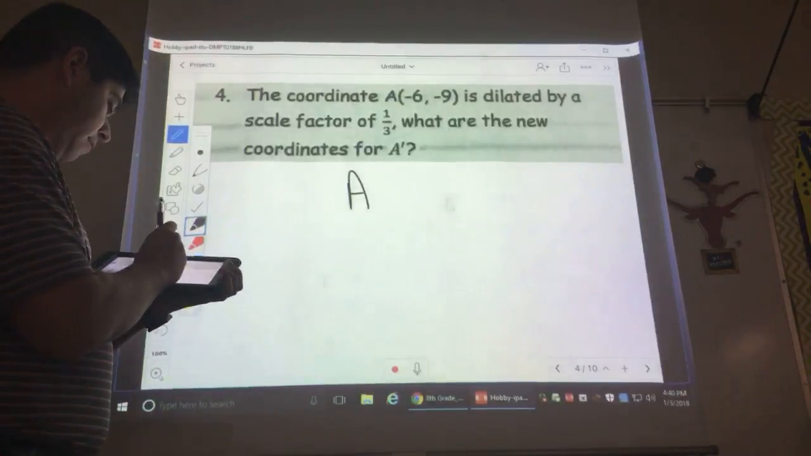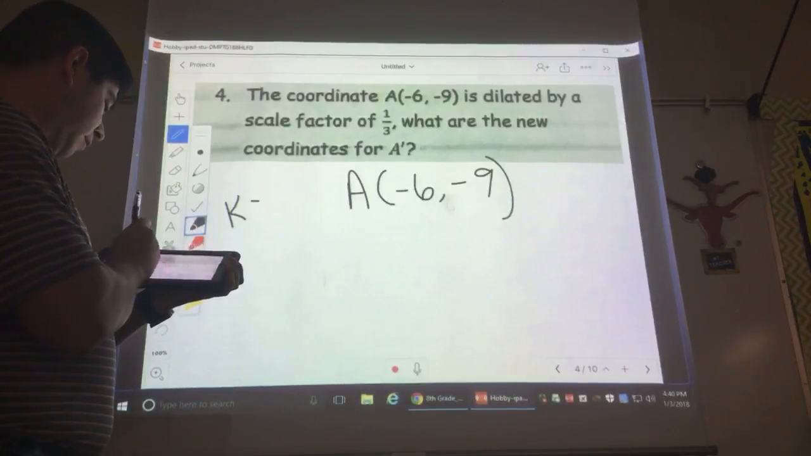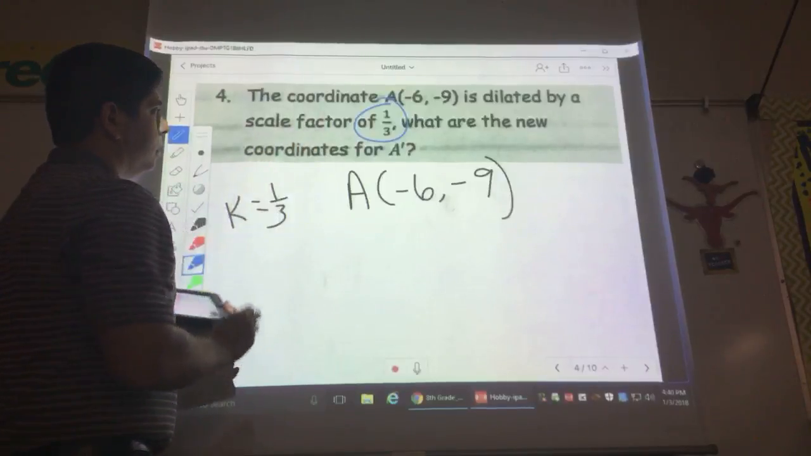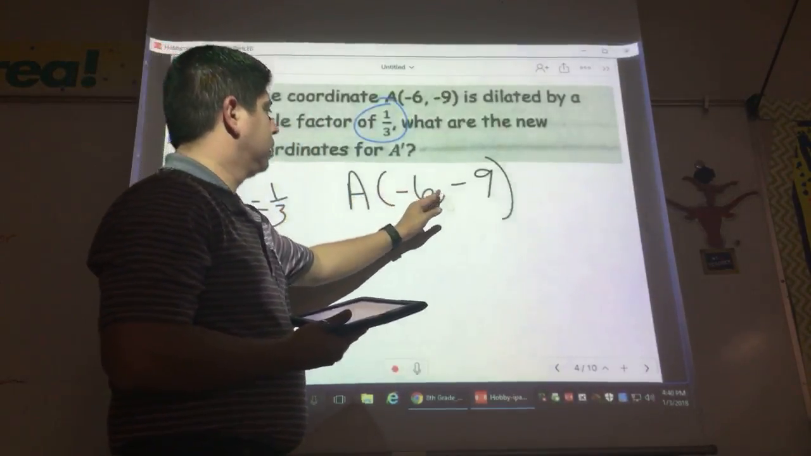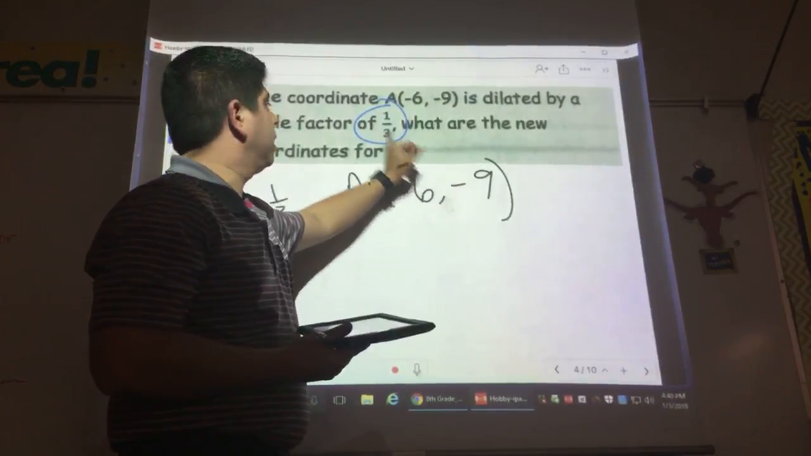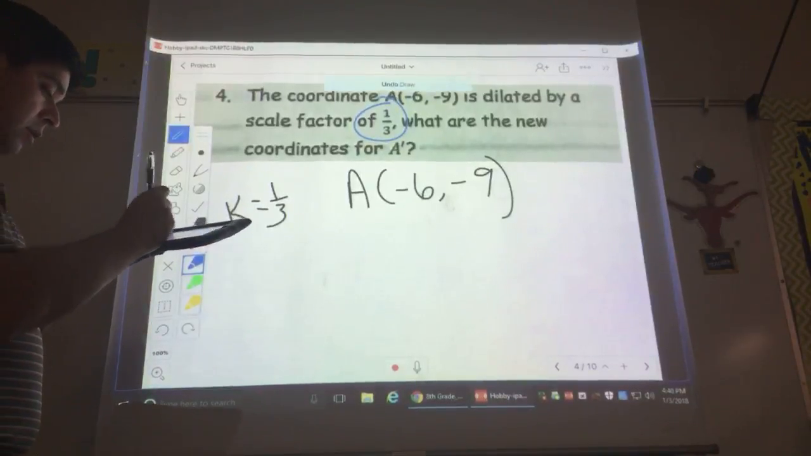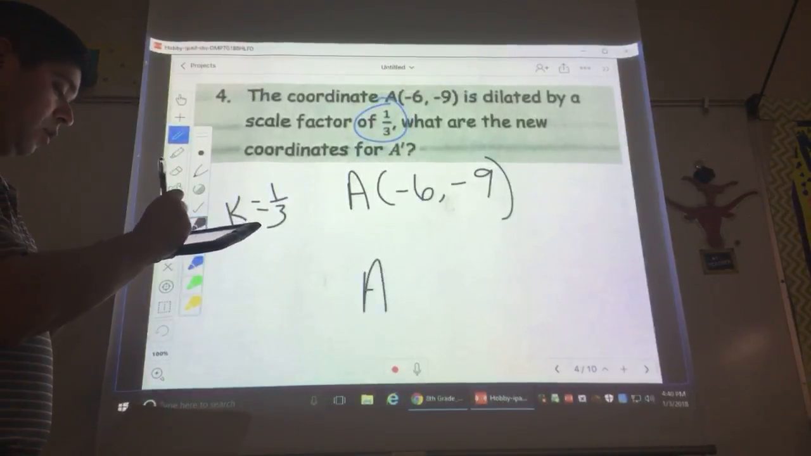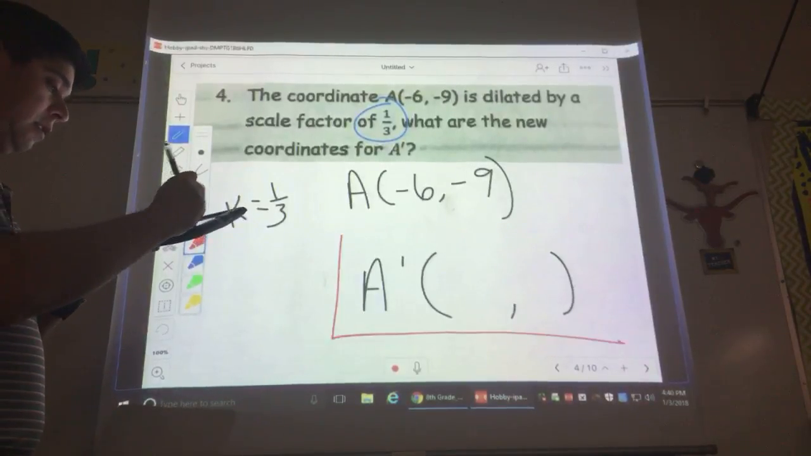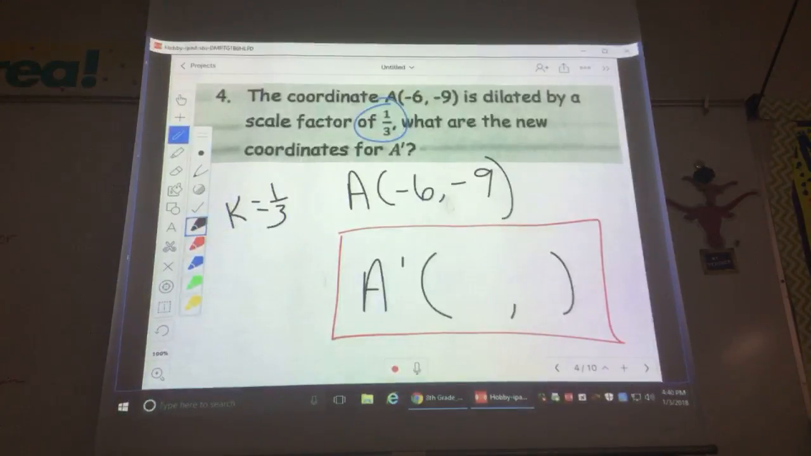So A, -6, -9. My scale factor is 1/3. I got that from there. So you have to multiply these points. This x coordinate of -6 times 1/3. This y coordinate of -9 times 1/3. And that's going to give you your A prime point, like so. All right, good. So we're just moving along.